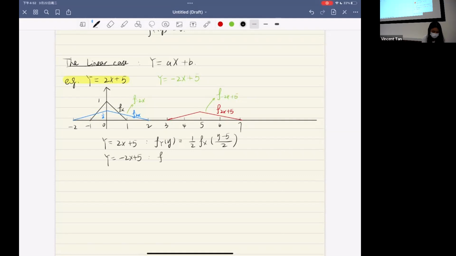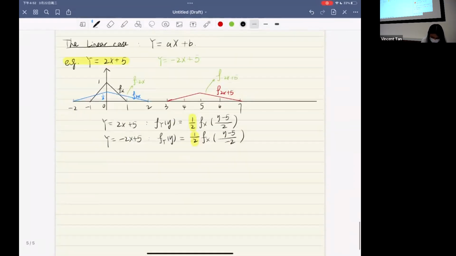For y equal to -2x plus 5, this is 1 over 2 in front, and then this is -2 here. So notice that the factor in the front is always a positive number because the PDF cannot be negative. And inside we just replace x by the corresponding expression in y.